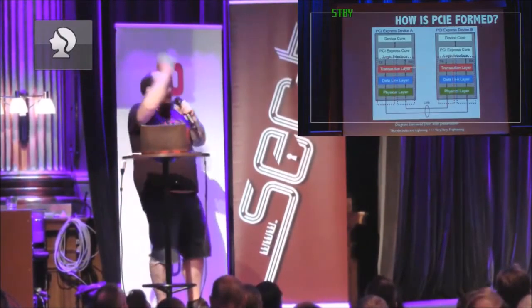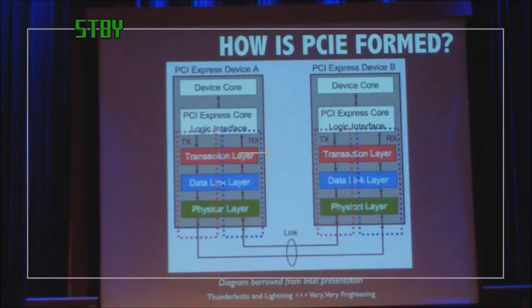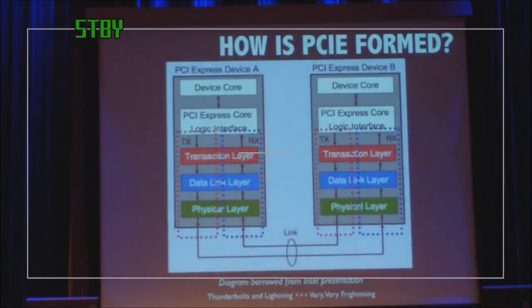So that's kind of what the stack looks like, I guess. You've got your transaction layer at the top, data link layer, physical layer. TLPs start at one transaction layer and finish at the other transaction layer, and they're connected in the middle electrically by those two differential pairs.